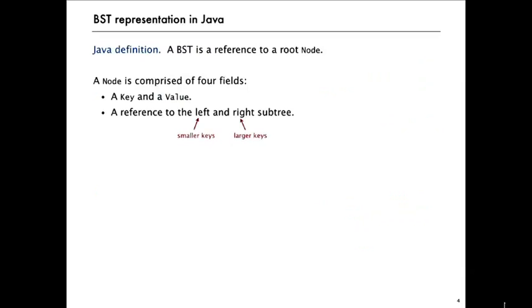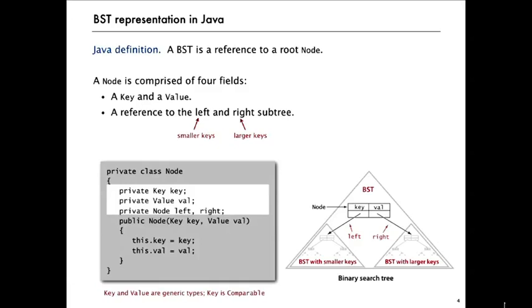So how are we going to represent binary search trees in Java? Well, we're going to extend our implementations of linked list structures to have two references instead of just one. So first of all, there's a node at the root, so a binary search tree in Java is just going to be a reference to a root node. And every node's got four fields: a key and a value, and references to the left subtree that contains the smaller keys and the right subtree that contains the larger keys.